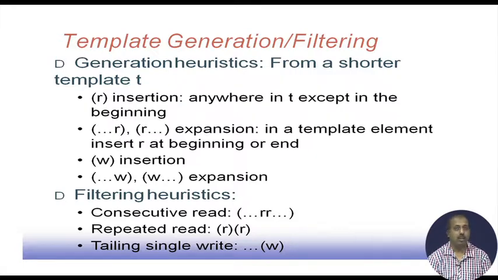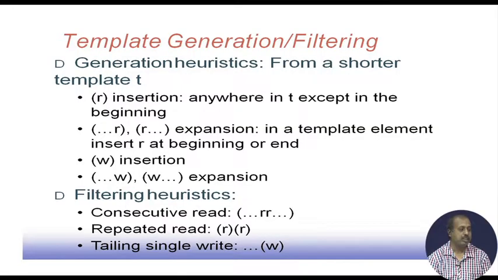So, in the generation part, if you do not put any restriction, then naturally there are so many options that this generation process becomes too costly. So, we follow some heuristics or some procedures by which we can augment these templates. So, what are the augmentations? Given a template, you can do one read insertion, this R insertion, that is a standalone read that we are inserting. This R can be inserted anywhere in the template T excepting at the beginning.